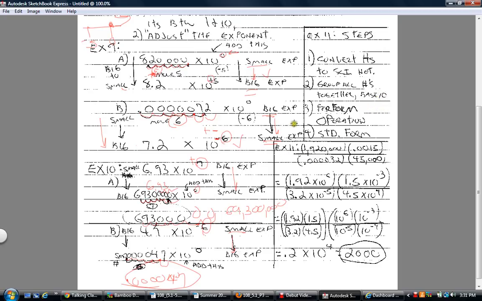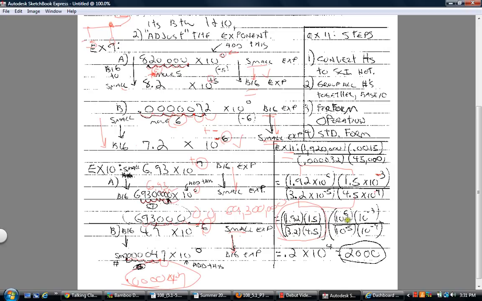So let me just show this real quick. Here's example 11. Large numbers, small numbers, go through the process of converting them into scientific notation. Look, a large number, positive exponent. Small number, negative exponent. Negative exponent, positive exponent. Now, when you have that, the idea is to take all the numbers and group them. 1.92 times 1.5 divided by 3.2 times 4.5. That allows you to crank it out on the calculator real quick.